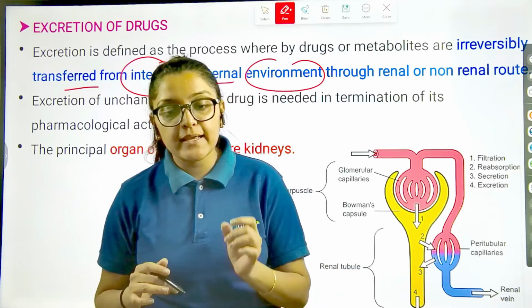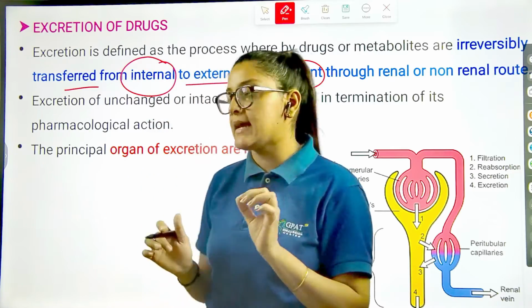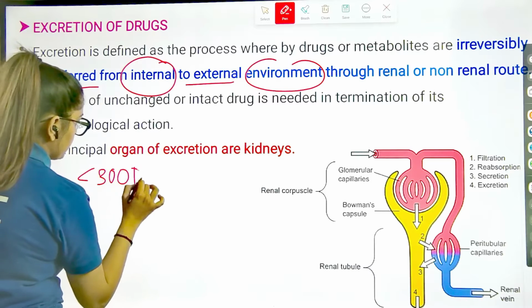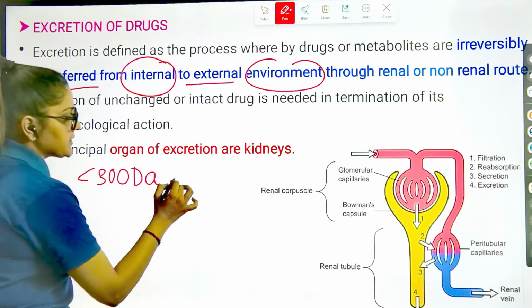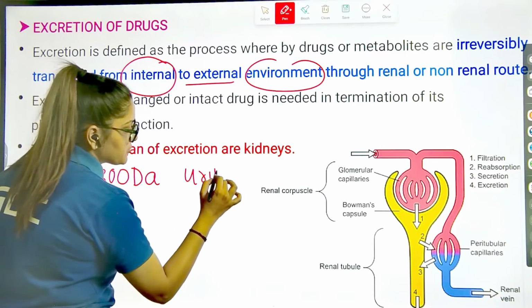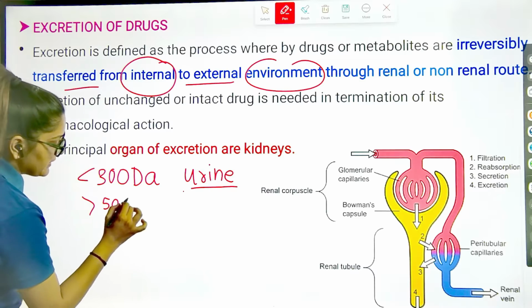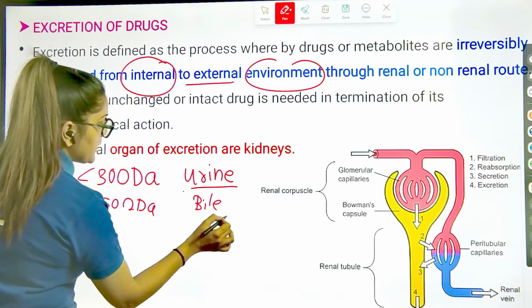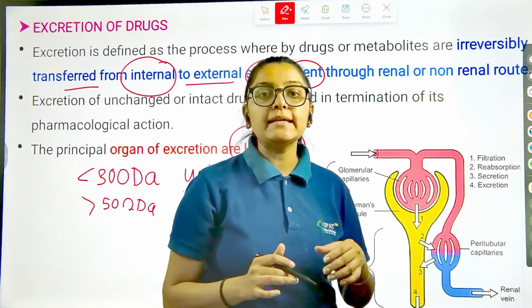For example, if you have a molecular weight of less than 300 Dalton, then we can say the excretion can generally occur through the urine. If it is more than 500 Dalton, then the excretion majorly occurs through bile. The major primary organs for drug excretion are the kidneys.